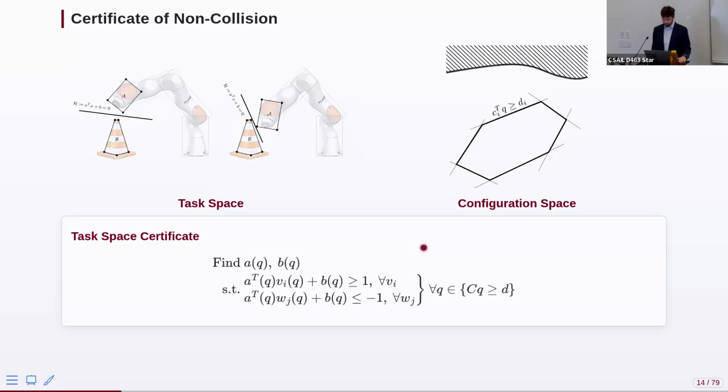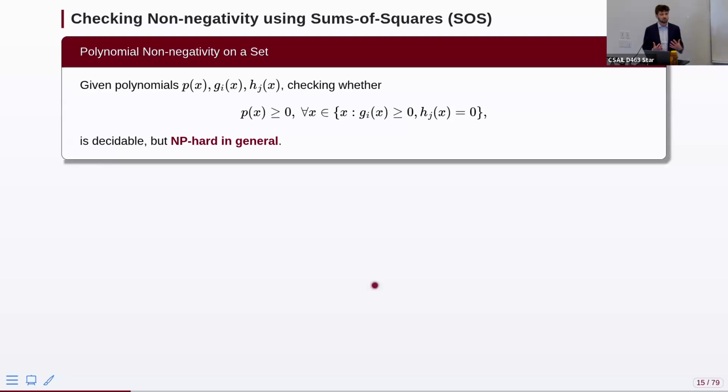over the whole space. And so now I'm going to talk about a method that we use, known as the sums of squares method, for verifying these types of functional inequalities. And so I'm going to go back to the high level. If you give me a polynomial P and you want to know, is this polynomial going to be positive over some set defined by polynomial inequalities and equalities, this is going to be hard to check in general.